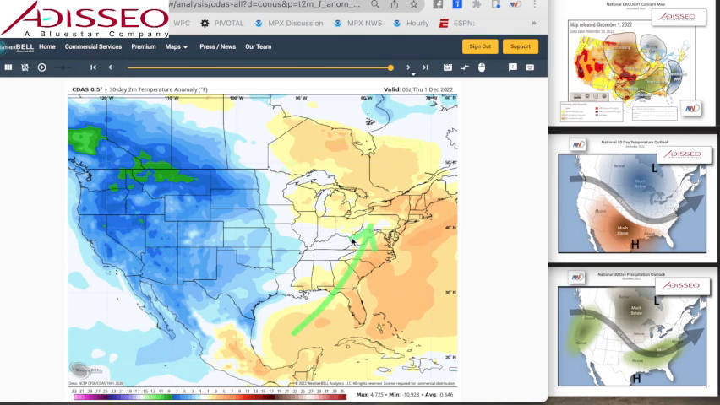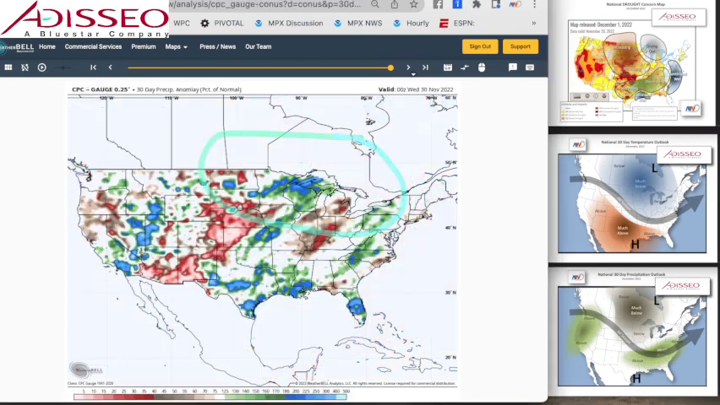I think that's going to flip a little bit, and we're eventually going to get a jet stream structure something like this, and that will allow warm air to return to the western sections of the country and probably some much colder air over the northern sections of the U.S. We'll get into that in just a little bit.